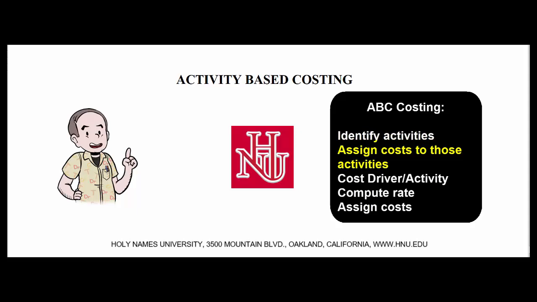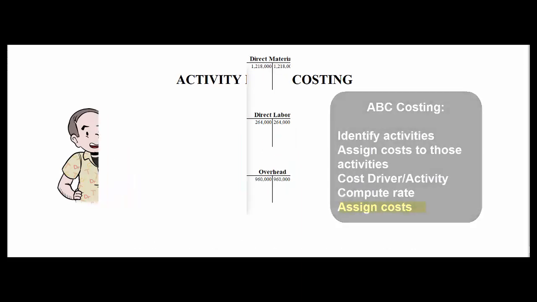Then we determine the association between the cost driver and the activity. We compute an overhead rate for each activity, and then we assign the costs to our products and or our services. Let's do an example.